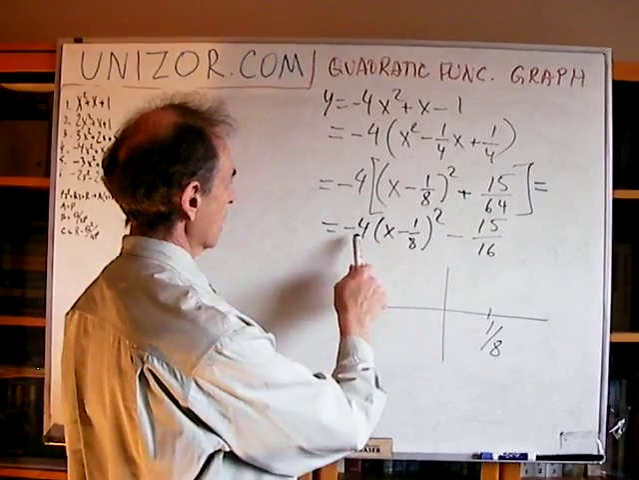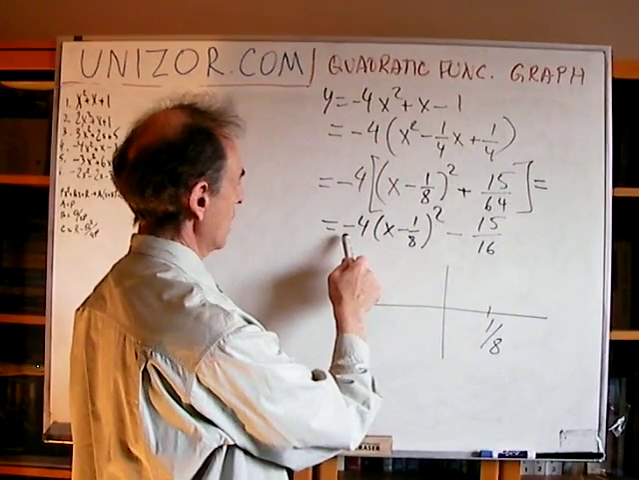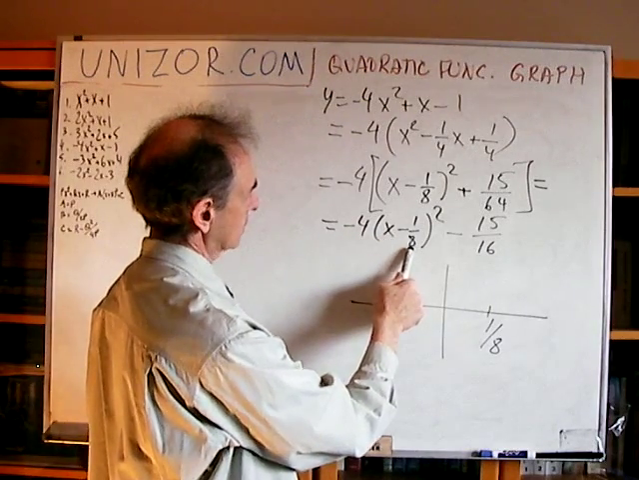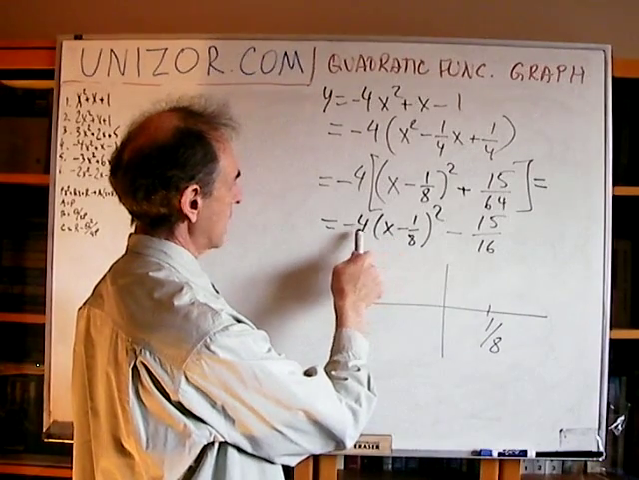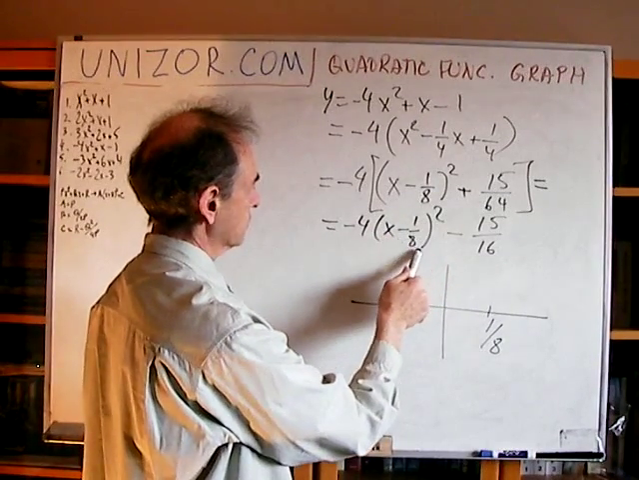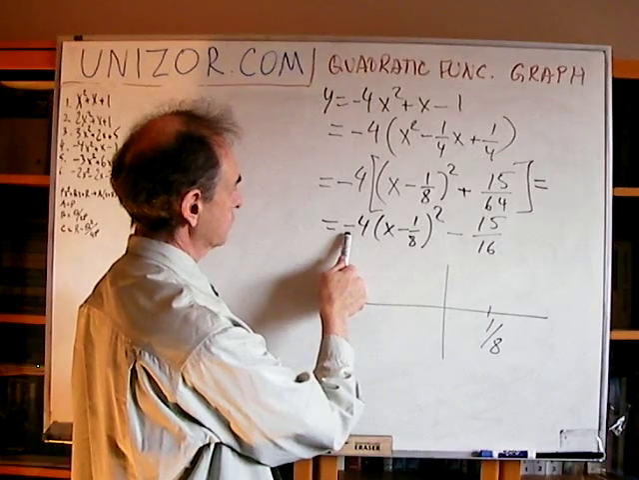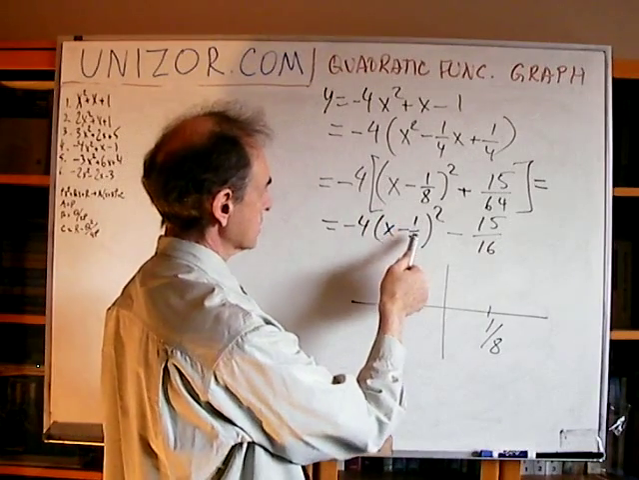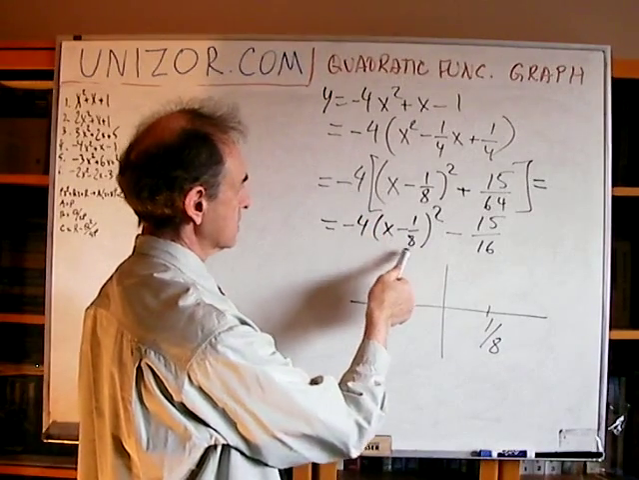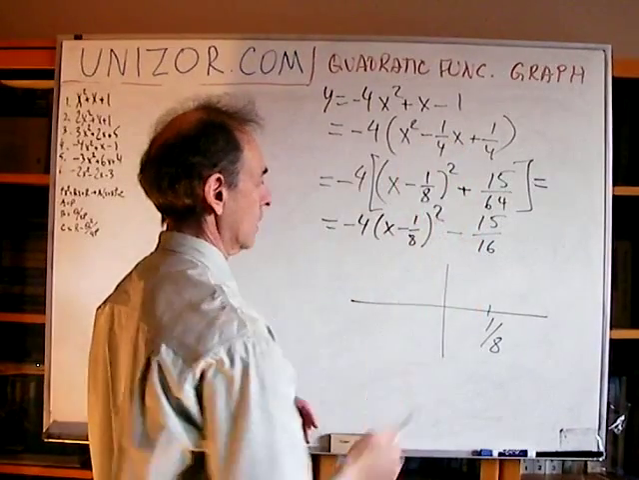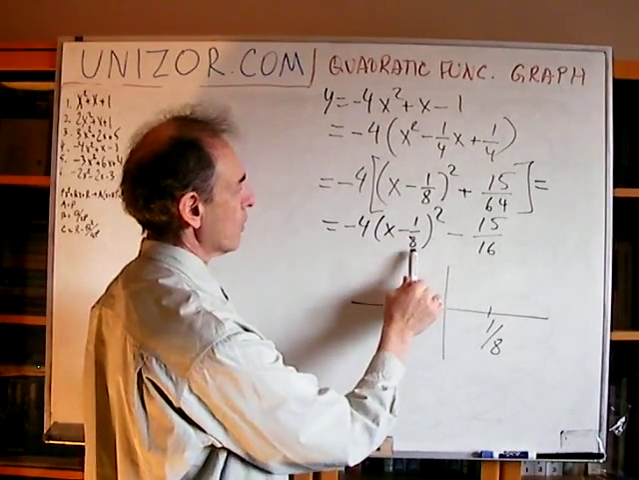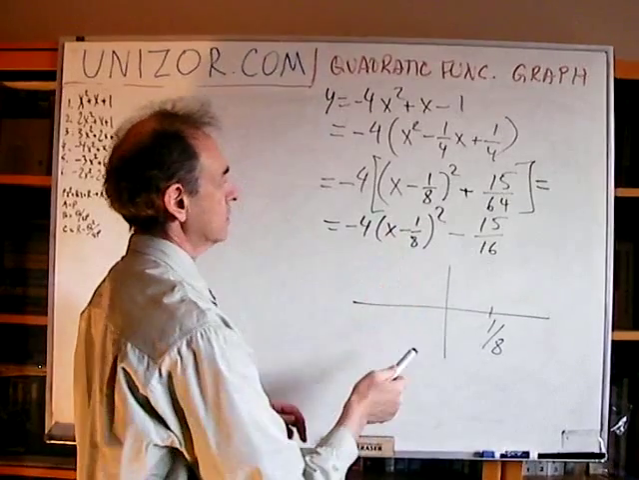Well, just in case, let me check. It's minus 4x squared, okay. Then 2 times x times minus 1 eighth is minus 1 quarter x times minus 4 is x. And this is 1 64th times minus 4 is minus 4 64ths, which is minus 1 16th, and minus 15 16ths, so it's minus 1. Yeah, seems to be fine. Now, this graph is, again, as I was saying, shifted by 1 eighth to the right in this case, because this is negative.